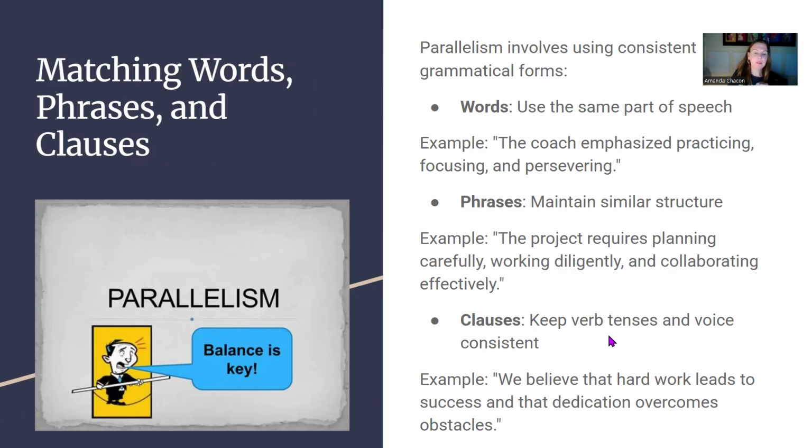And we want to make sure we keep the verb tenses consistent. So: we believe that hard work leads to success and that dedication overcomes obstacles. It sounds clunky to me because the voice in that one is not consistent. Leads to success, dedication overcomes obstacles. Well, we have leads to success. What are we overcoming here? It just needs to be cleaned up a little bit.